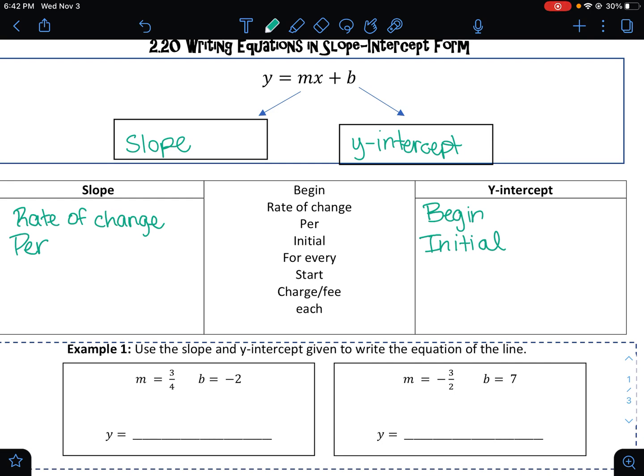For every is going to be a slope word. Start, yep, it is a y-intercept word. A charge or fee is going to be a y-intercept word. And each is going to be a slope word.